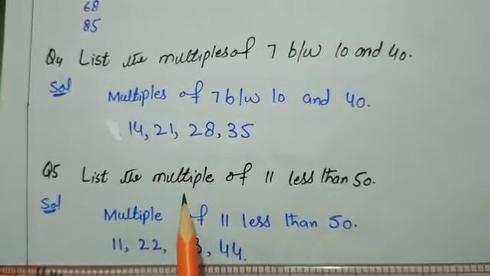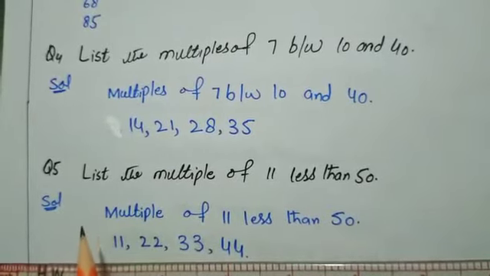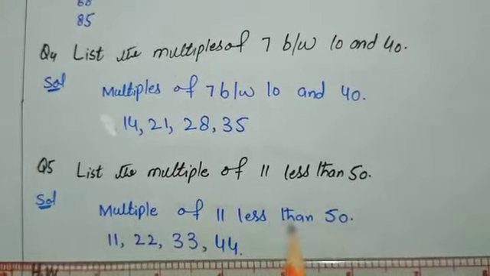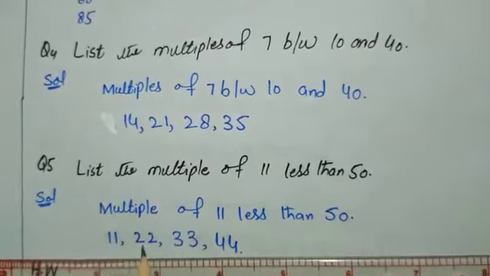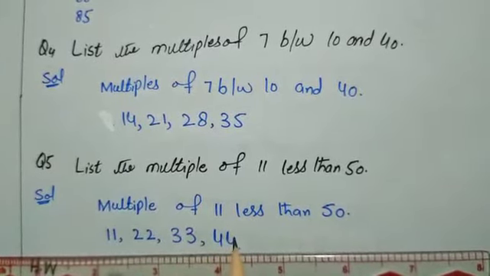Question number 5. List the multiples of 11 less than 50. So write the solution here. Multiples of 11 less than 50: 11 ones are 11, 11 twos are 22, 11 threes are 33, 11 fours are 44.